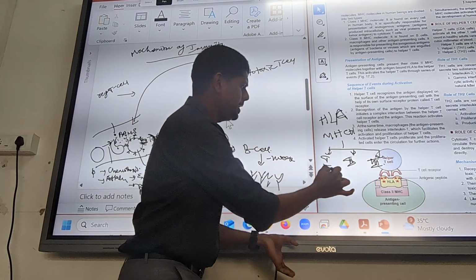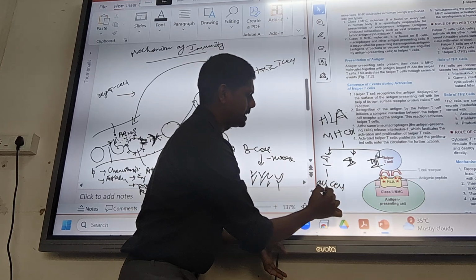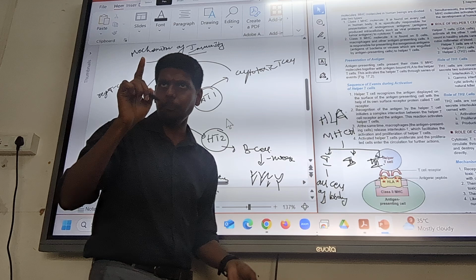MHC1 is present in all cells of our body. These MHC receptors are present in all cells of the body. Write this statement. This is an important statement.